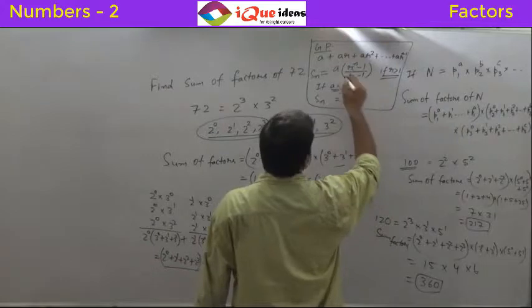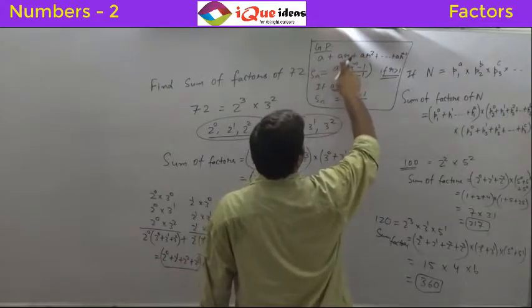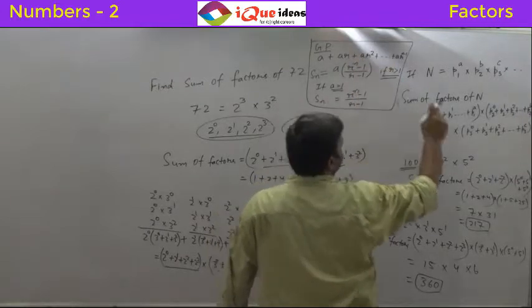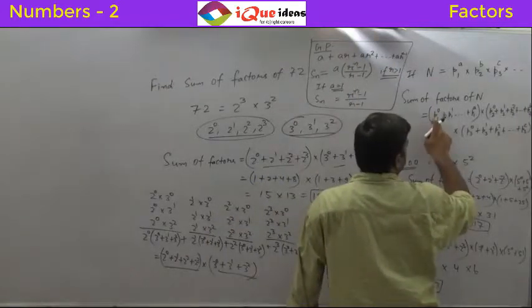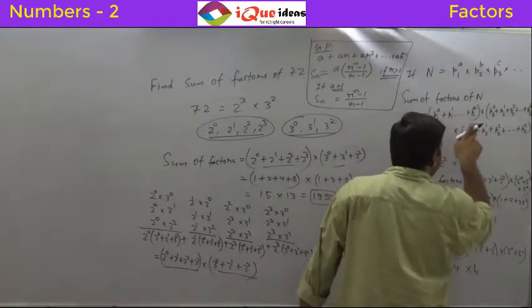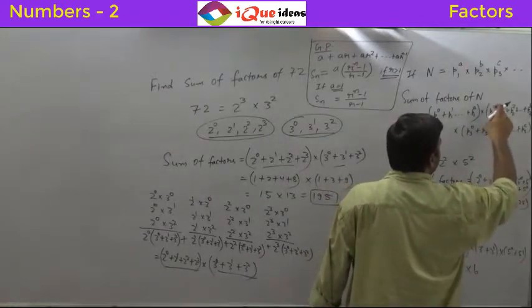r is what? r is the common ratio, the number by which it is getting multiplied. So a, ar, ar square and so on. In this case it is p1 to 0, then p1 to 1, then p1 to 2. That means p1 is getting multiplied. In this case p2 raised to 0, p2 raised to 1.